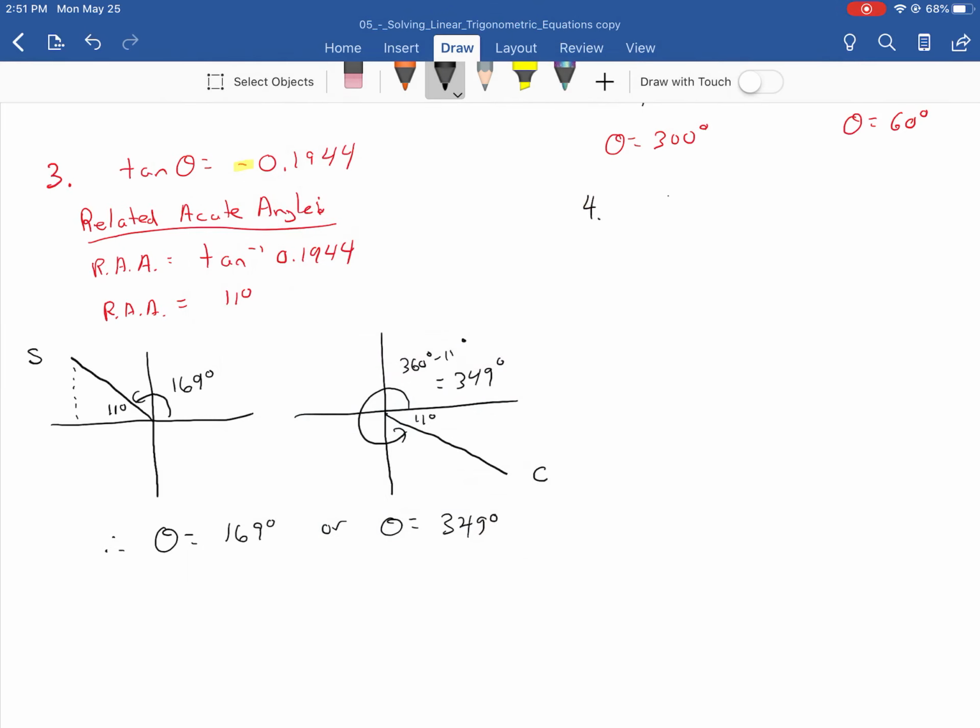Let me use this spot over here. Now I'm going to do 4 questions in radians here. So I'm going to go like here. We're going to say 0 is less than or equal to theta is less than or equal to 2 pi for the rest of the questions.